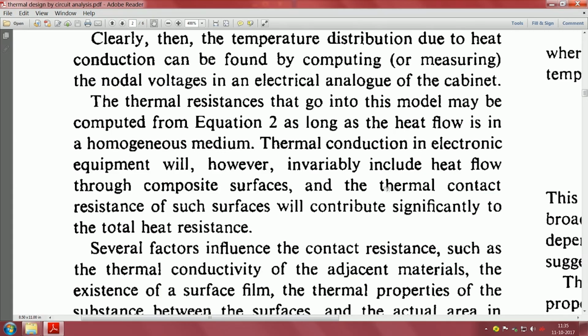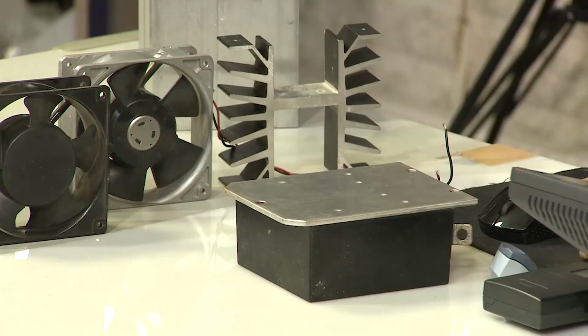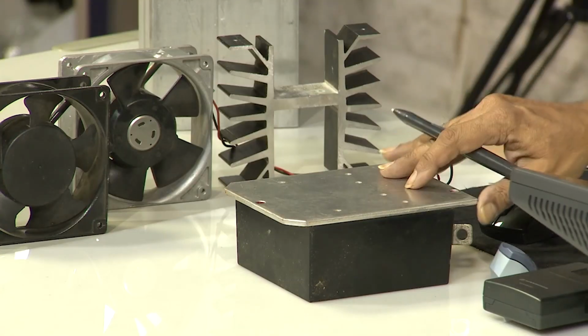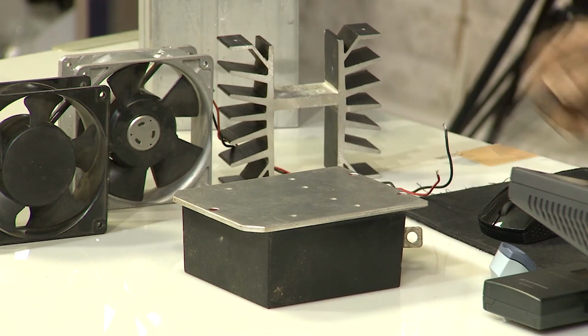You have seen this here, this is what I wanted to show you. Thermal contact resistance of such surfaces will contribute significantly to the heat resistance. So, coming back to my model, the manufacturer has made this, and has specified certain conditions, saying if the outer surface of the plate can be maintained at typically around 30 or 40 degrees centigrade, from there he has given that typically we can get 3 degrees centigrade per watt or 2 degrees centigrade per watt directly all the way inside.